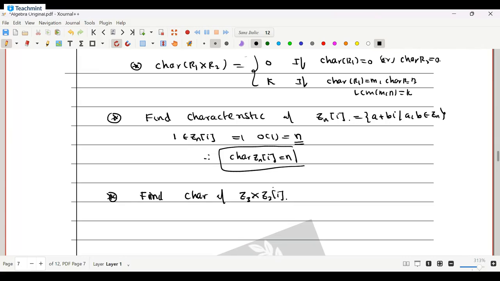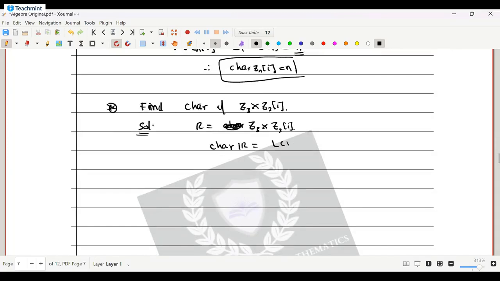Z3 cross Z3[i]. Cross product. Let R be Z3 cross Z3[i]. Therefore the characteristic of R is equal to the LCM of the characteristic of Z3 and the characteristic of Z3[i], that is, the order of 1 in Z3 and the order of 1 in Z3[i]. The characteristic of each is 3, so the LCM of 3 comma 3 is equal to 3. So this is equal to 3.